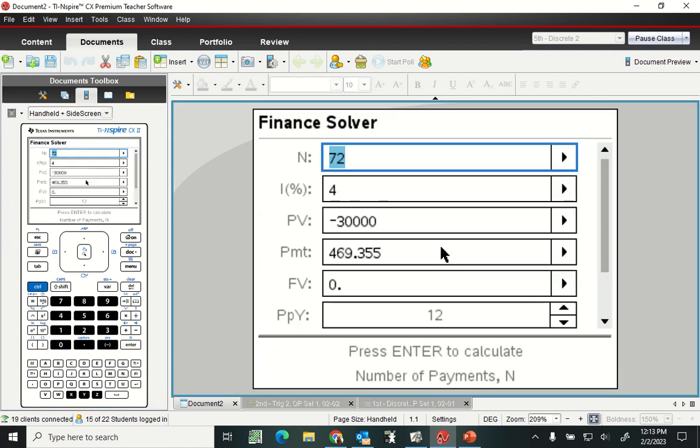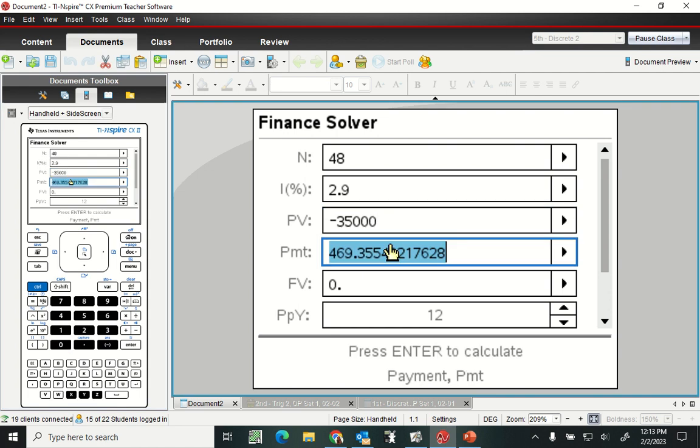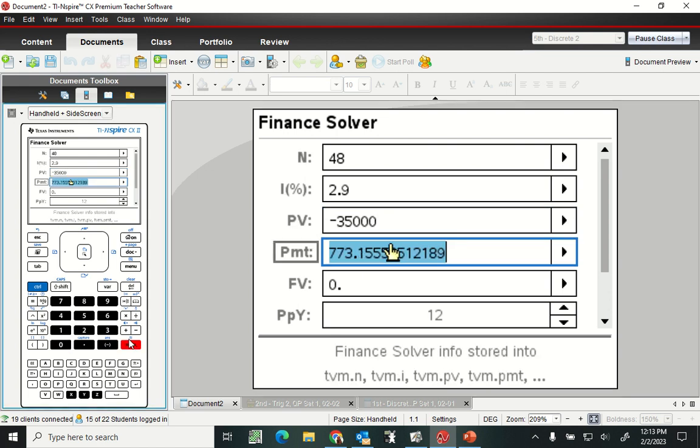All right, pay attention. So we said 4 years, times 12, my interest rate is 2.9. My cost was negative 35,000, and future value 0. Payments per year is 12. Calculate that. 773.16. Did everyone get that? Hopefully. Does anyone need help with this?